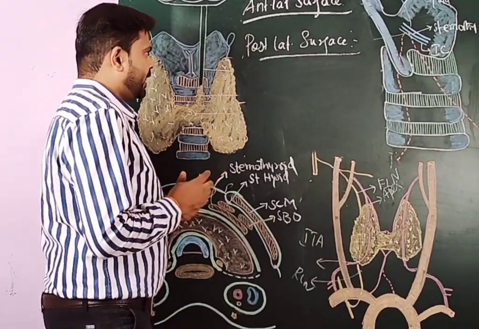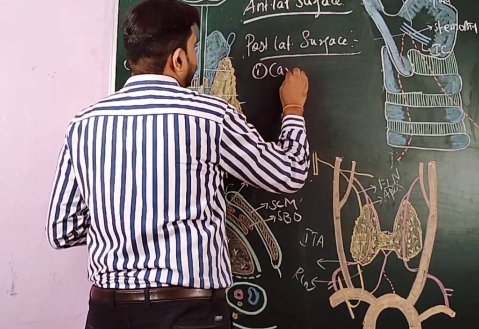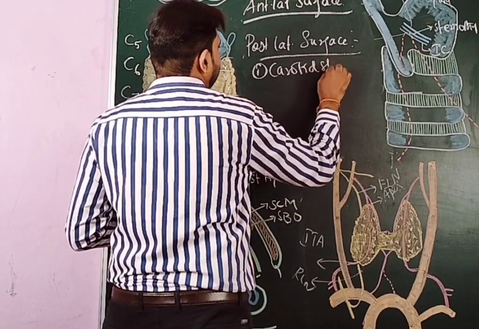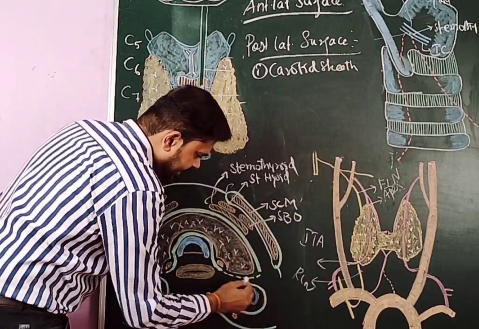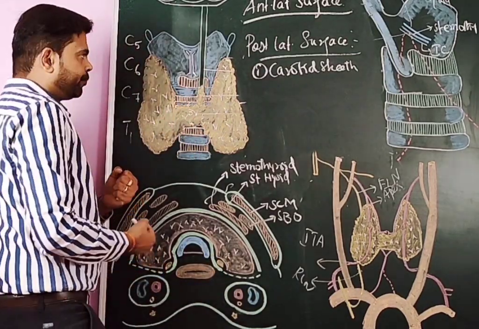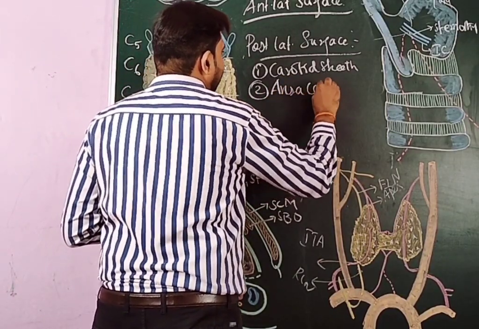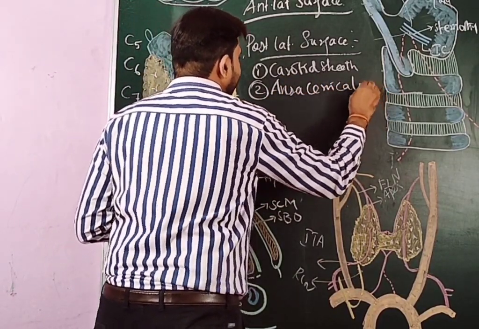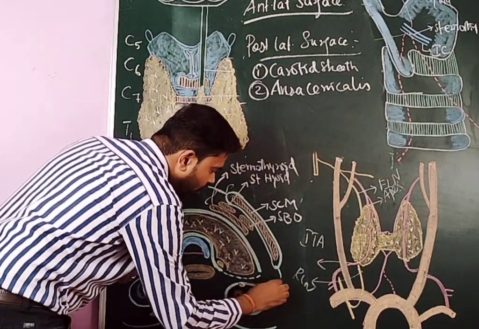This posterolateral surface is related to the carotid sheath and its contents. Carotid sheath, you can see in this diagram, this is the carotid sheath and its contents. We have the common carotid artery, internal jugular vein and vagus nerve. And then one important plexus, that is the ansa cervicalis. This ansa cervicalis is embedded in the anterior wall of the carotid sheath.